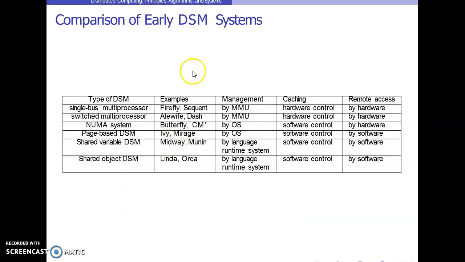Next, comparison of early distributed shared memory systems. This is a type of distributed system; shared memory systems were invented early. The first distributed shared memory system is the single bus multiprocessor, then the switched multiprocessor and NUMA system, page-based DSM, shared variable DSM, and shared object DSM.